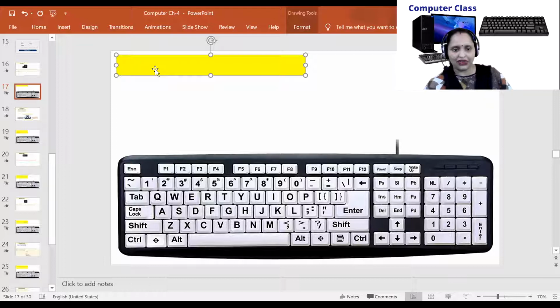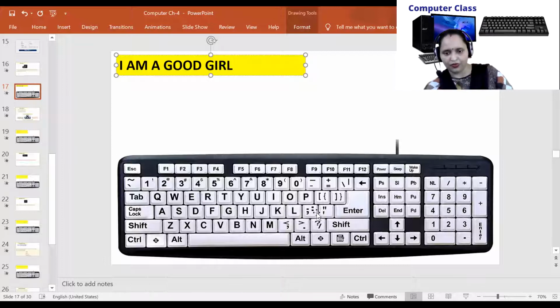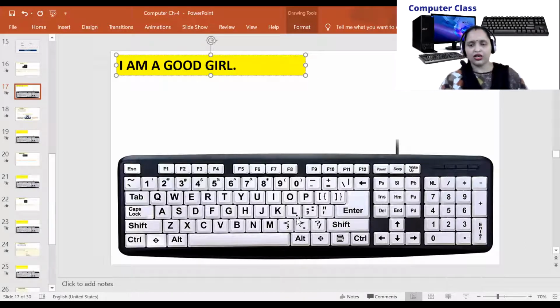For example, I am writing one sentence. I am pressing I, space bar, A, M, again space bar, G, O, O, D, good, space bar, then G, I, R, L, then full stop. I am a good girl.